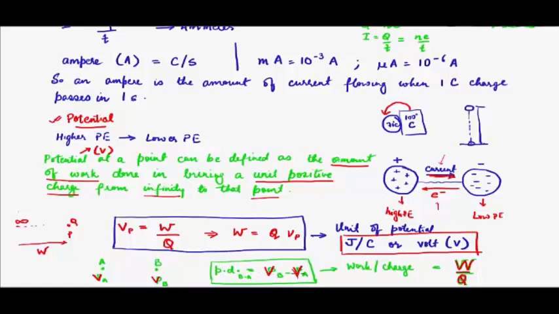Okay, now since potential difference is the difference between potentials, therefore its unit is also the same. Unit of potential difference is also volt, okay, or joule per coulomb.